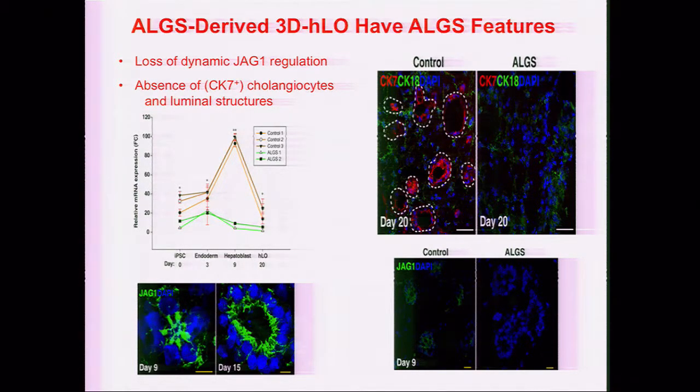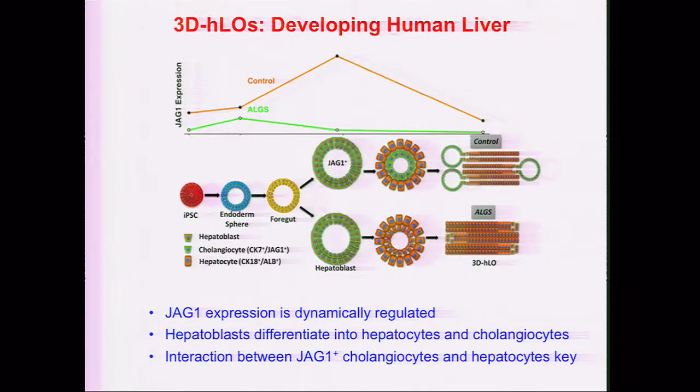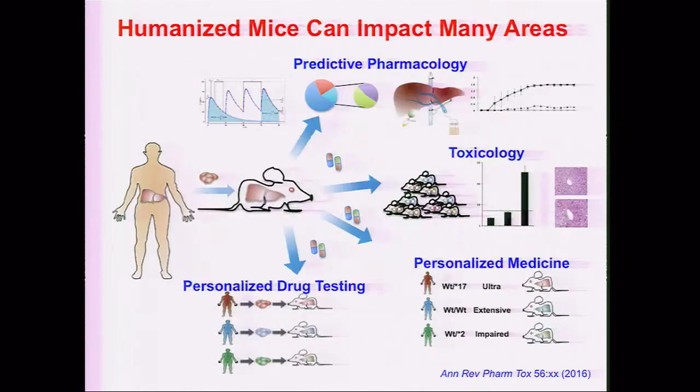I don't know if you can appreciate if the lights are nice, but you can see JAG1 in the control, but you can't see it in the Alagille. So it's really kind of neat that now we can probe mechanisms in genetic liver disease, and you can put together a model. In this case, I think you've kind of got the idea that it's a loss of dynamic JAG1 expression, which is what creates the phenotype that we see in Alagille.